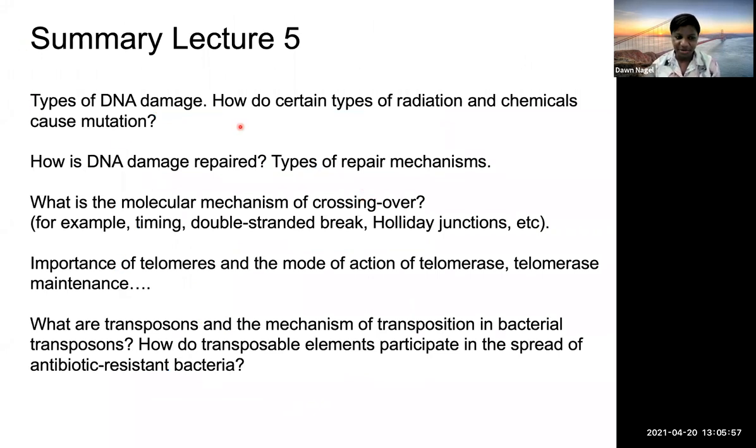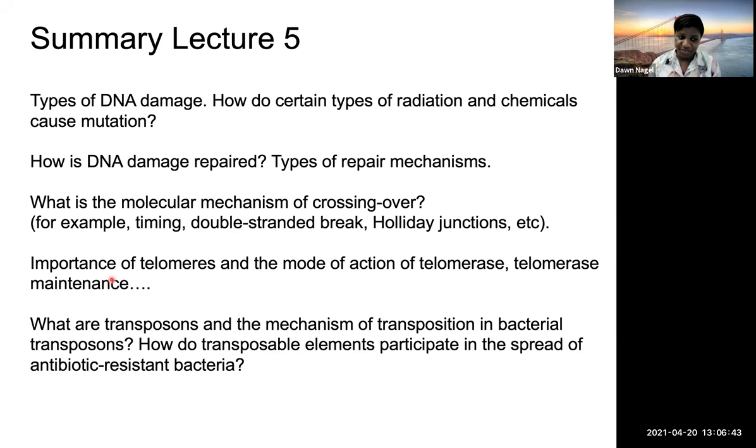We talked about types of DNA damage, which you want to understand, right? How do certain types of radiation and chemicals cause mutation? Understanding that a mutation is different from DNA damage, and what that difference is. How is DNA damage repaired, right? The types of repair mechanisms will vary depending on the damage. What is the molecular mechanism of crossover, right? So timing is important. Depending on where in the cell cycle you are will determine the type of repair mechanism for double-stranded break repair, right? So you can either have non-homologous end joining or homologous recombination.